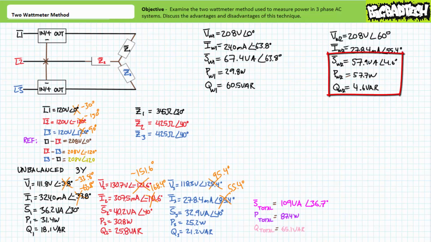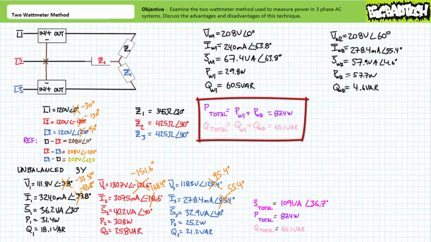Application of the AC power formula demonstrates wattmeter 2 would display 57.9 volt amperes of apparent power, of which 57.7 watts is directed towards real power and 4.6 VARs is directed towards the reactive interchange. Again, taken in isolation, this wattmeter's reading is also garbage because it's not the whole picture.